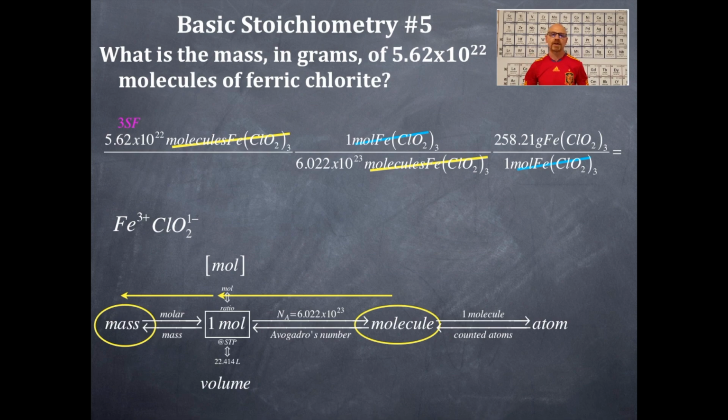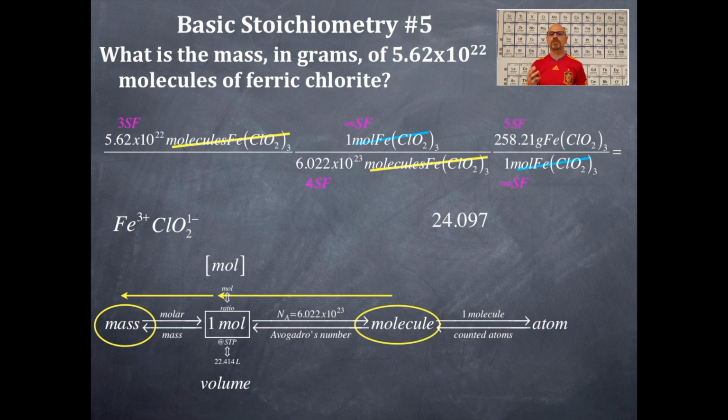We're looking at significant figures. There are 3 significant figures in my starting number. There's an infinite number of significant figures in front of the 1 for the mole, and 5 significant figures for the molar mass of ferric chloride, and 4 significant figures for Avogadro's number that we're using. We're going to get a number from our calculator, and how we're doing this is we're going to take all the numerator terms and multiply them, then divide by our denominator terms. So it's 5.62 times 10 to the 22 times 1 times 258.21 divided by 6.022 times 10 to the 23rd divided by 1. And this is the number that we get in our calculator.